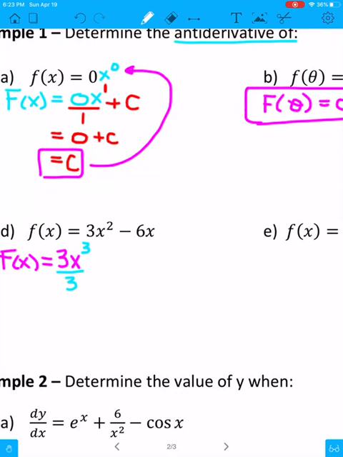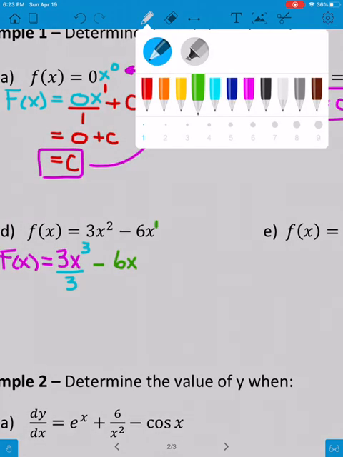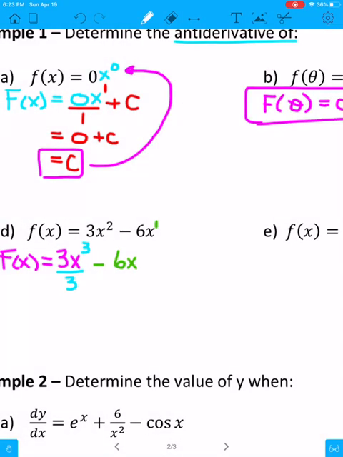And then for the next one, I rewrite it, minus 6x. It's normally to the 1, right? So it's now going to increase by 1 because it decreased to get to be a derivative. So it's going to become a 2, and then I'm going to divide by that exponent. And then what I have to remember to do is put a plus c, and you guys will all forget that. So please remember to write that constant because we don't know what the constant was.